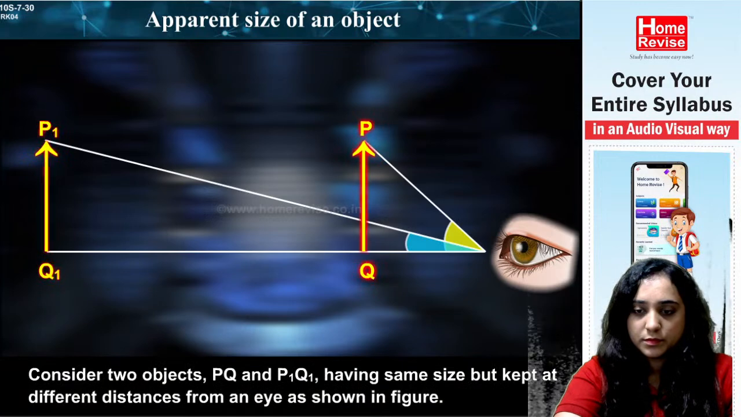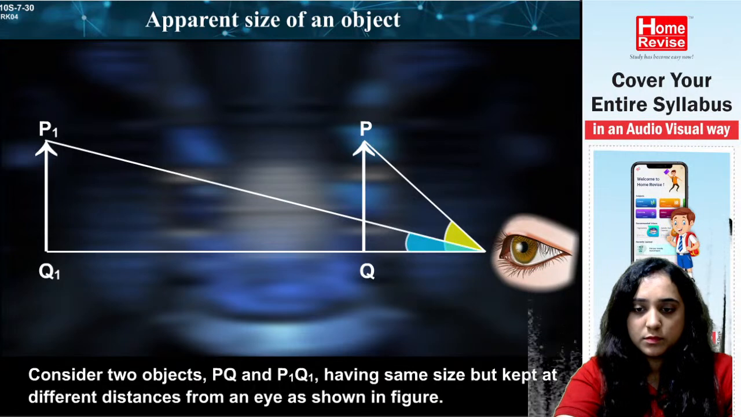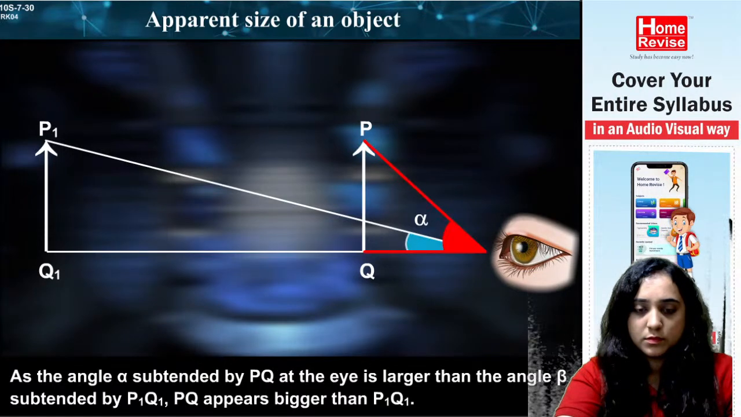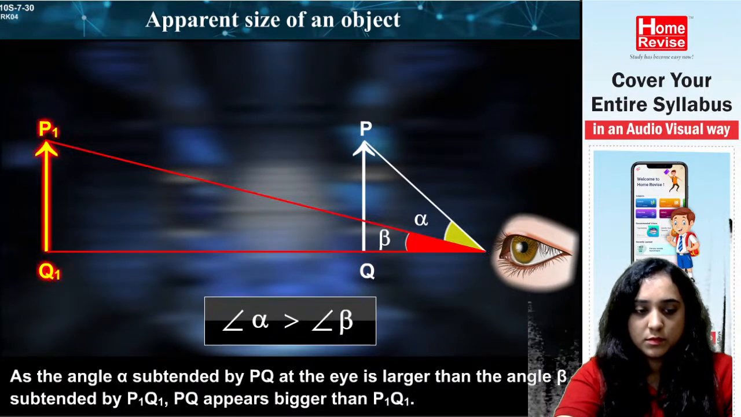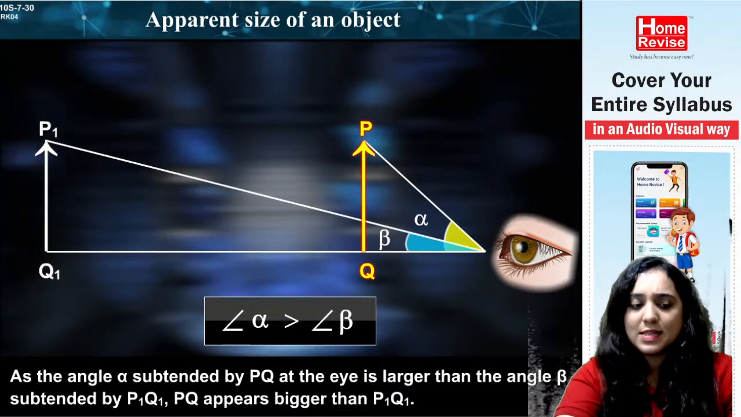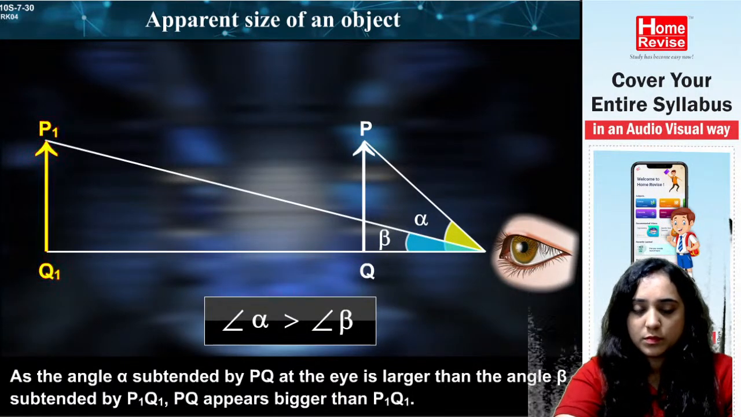Consider two objects, PQ and P1Q1, having the same size but kept at different distances from an eye, as shown in the figure. The angle alpha subtended by PQ at the eye is larger than the angle beta subtended by P1Q1. The one that is nearer appears bigger, so you will find the larger angle, and the one you are seeing at a very far distance you will find a smaller angle. Okay, pay attention.